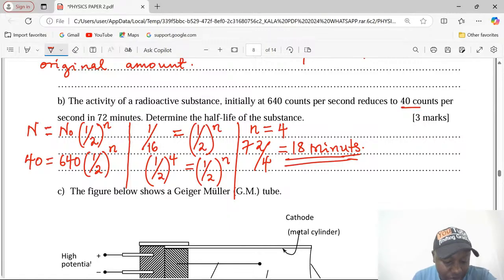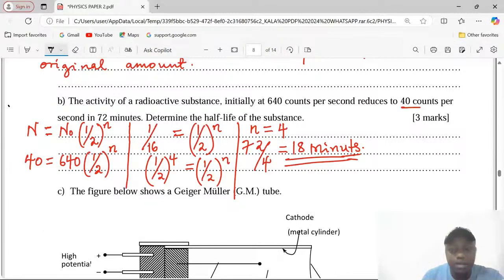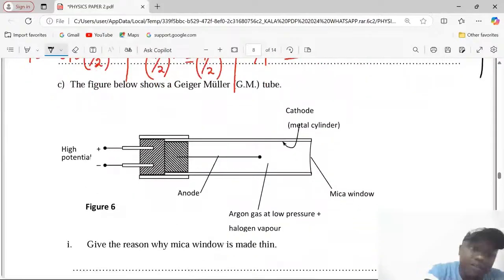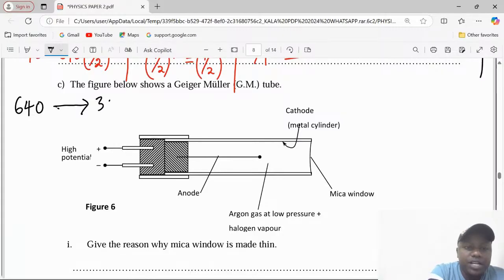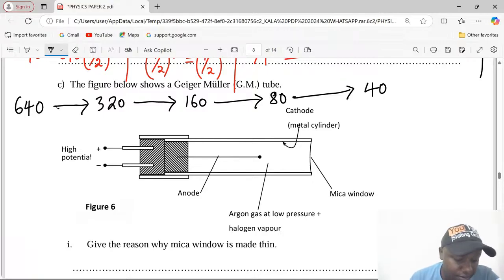Alternatively, this question can be worked otherwise. We begin from 640. Then it decomposes to half, which is 320. Then again decomposes to half, which is 160. Then decomposes again to half, 80. Then finally decomposes to 40 counts.